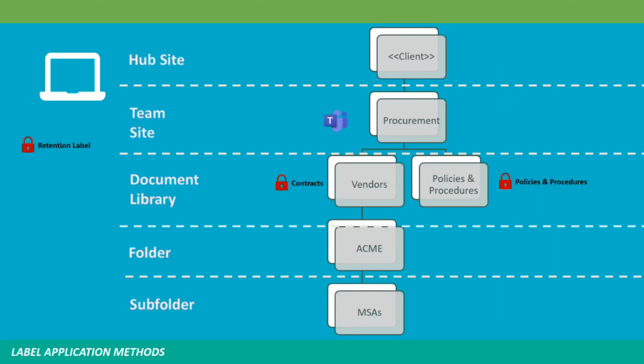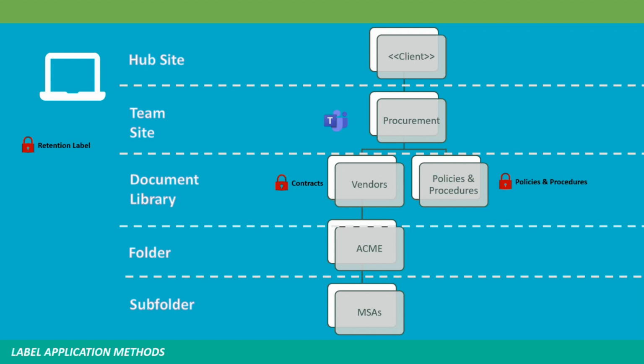All right, so to kind of go a little bit deeper, this diagram just shows an example of that. So if you could picture your organization, you have a hub site. I'll just give an example of a corporation everyone knows. Let's just say like Shaw. We have our Shaw hub site. Underneath Shaw, they have a procurement site. And within their procurement site, they have these different document libraries. And then you can default different retention labels to different document libraries. So their vendors document library is getting contracts. Their policies and procedures library is getting a policies and procedures retention label.